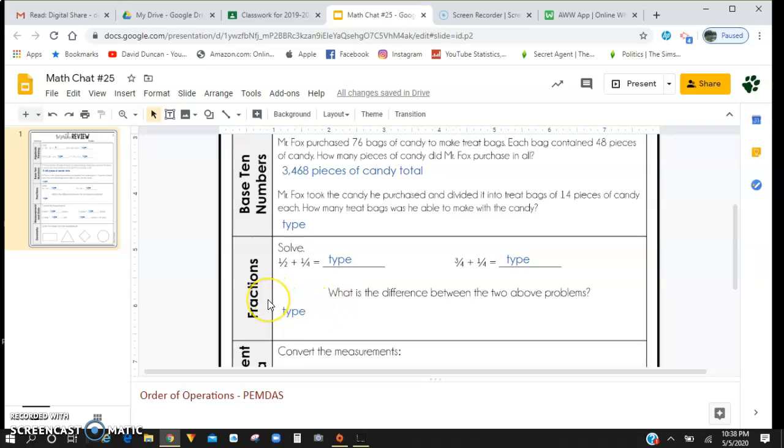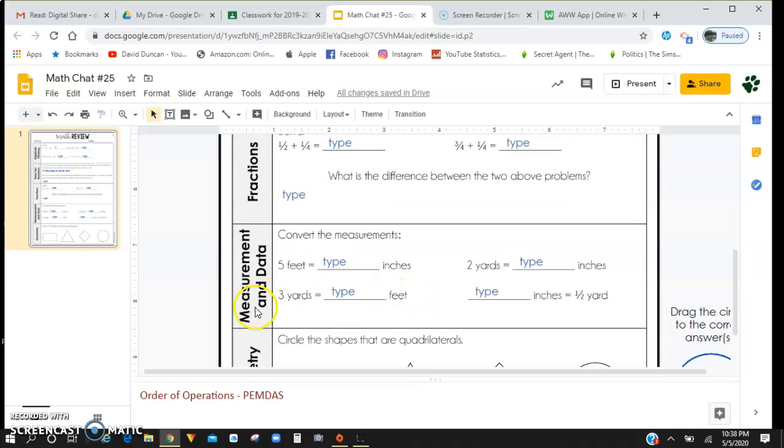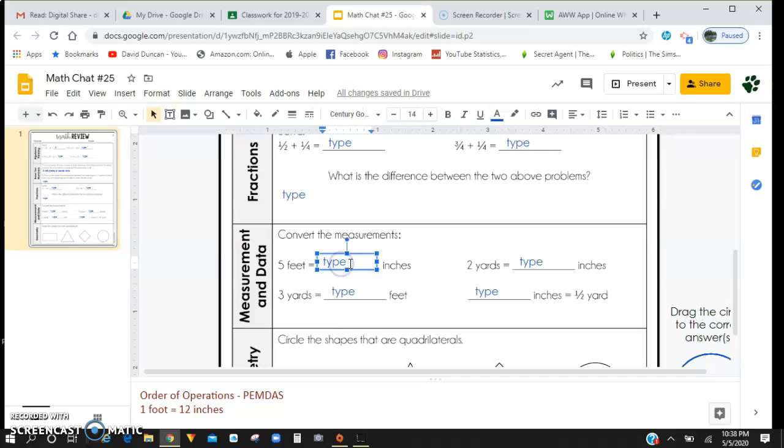Down here, fractions. I'm going to have you solve these ones on your own because I've done a lot of fraction review for you recently. Right here where it says measurement and data, we need to convert measurements. 5 feet to inches. I will write this down for you. 1 foot equals 12 inches. So if I have 5 feet and there are 12 inches in each foot, that means there are a total of 60 inches in 5 feet. I got that by multiplying 5 times 12.